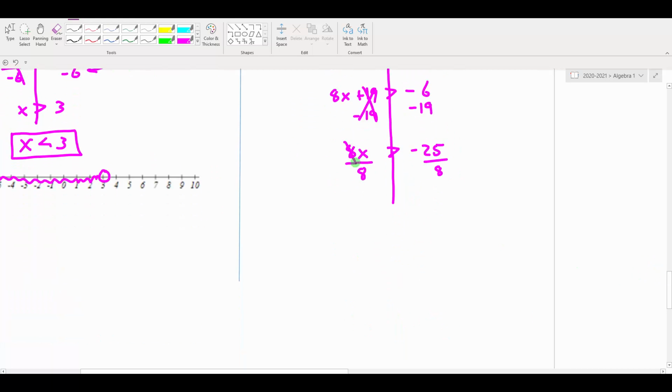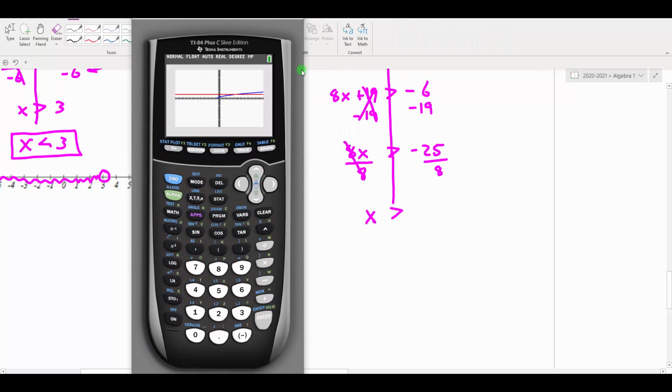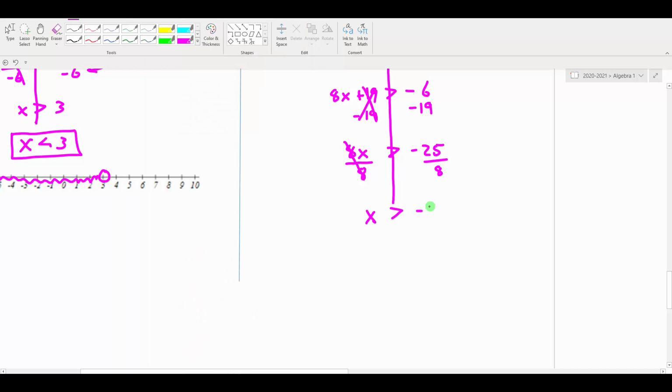And let's see, the 8's cancel. We get x greater than, and then I would go to my calculator and get a decimal for this one. So let's see what we get. You could get a decimal, you could leave it as a fraction, whatever you prefer there. If the instructions on MyOpenMath ask for a fraction, make sure you enter the fraction. All right, so we've got negative 25 divided by 8, and then we're going to say negative 3.125.